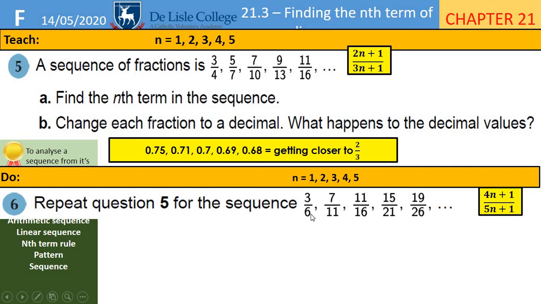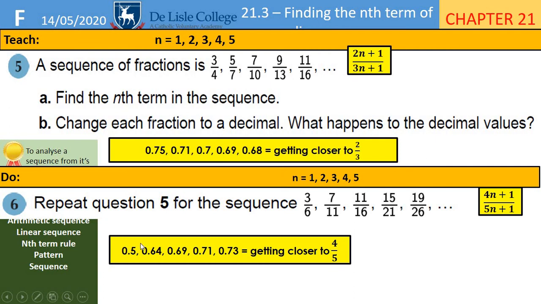Let's just check this one here. And then we've got 6 to 11, 11 to 16 is 5, so 5n. 5 times 1 is 5, plus 1 is 6, so we should actually have a subtract 1 there, so make sure to bear that in mind. Don't worry, you're right, I'm wrong, so it has happened unbelievably.